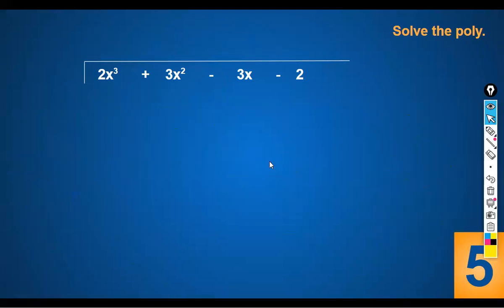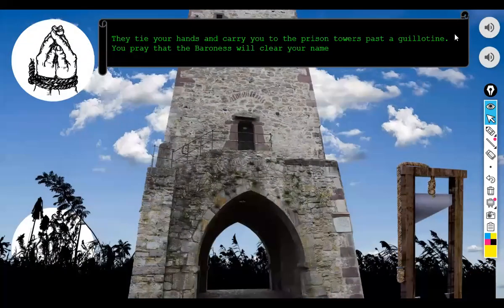What's going on with this lady here? Right, so basically they take the prisoner, tie up your hands and carry you into the prison towers, where you pass this scary looking guillotine here. I can only guess that's for you if they find you guilty. But don't worry, the baronesses will clear your name. I'm confident of this.